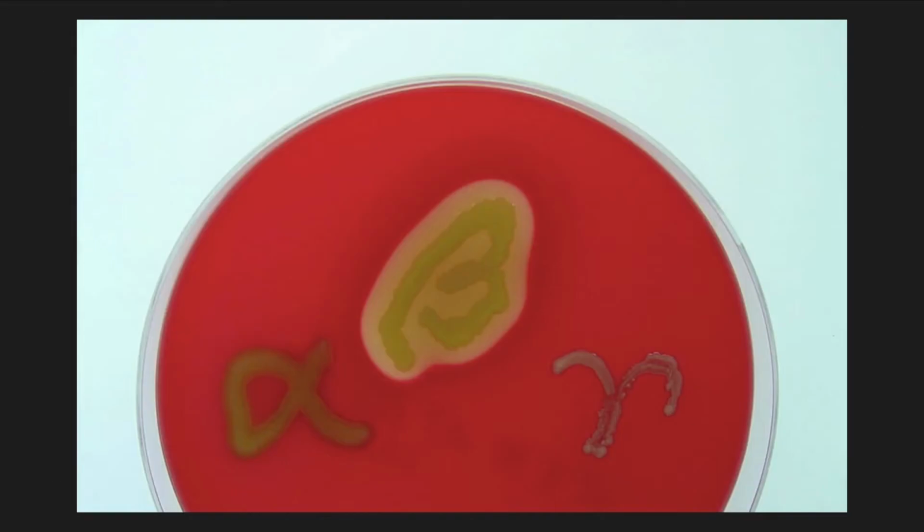And this next slide here is just a reminder of what the different results look like when I say alpha, beta, and gamma. Remember that alpha is the incomplete destruction of red blood cells. You have that kind of greenish color. That's the clearing that it exhibits on the blood agar. The beta hemolysis is the complete destruction of the red blood cells on the agar, and you can see by the picture here that the zone of clearing is a lot more pronounced, and the red has just gone away.